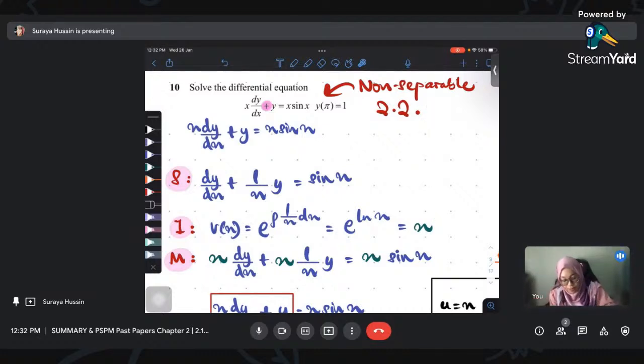So for simpi, make sure the front is a coefficient of one only. So you will divide each term by X. Divide every term by X. You will get X over X, which is 1. Y over X, but Y over X, I separate out the 1 over X in front. I separate it from the very beginning.